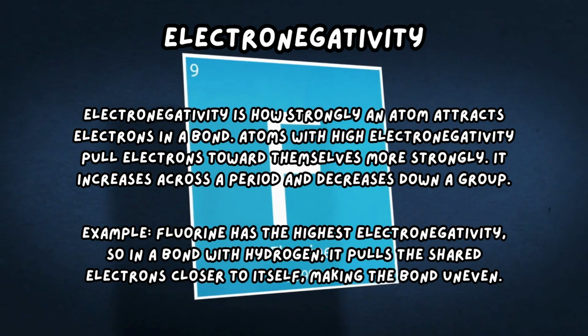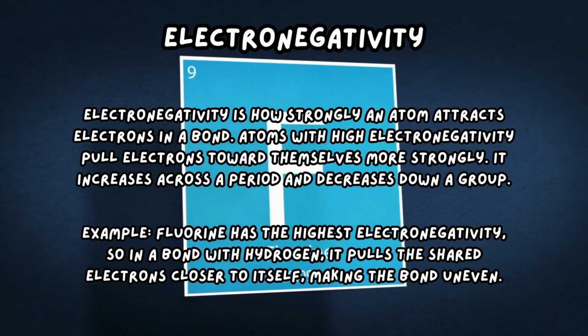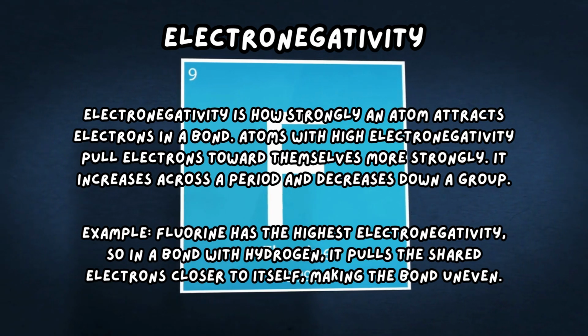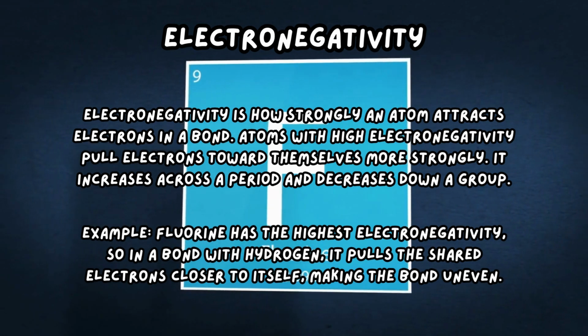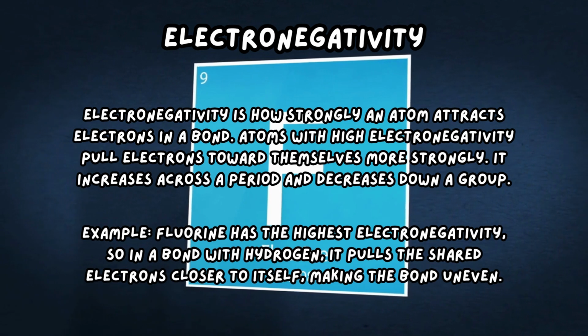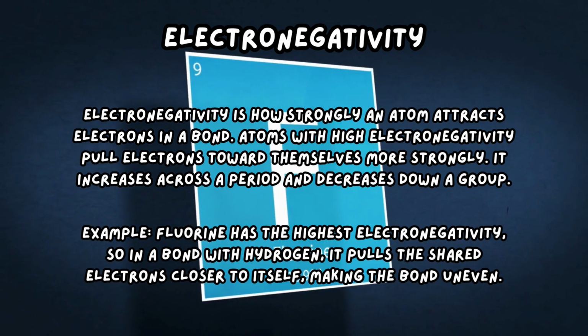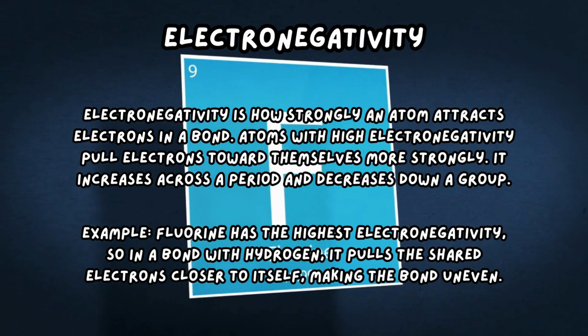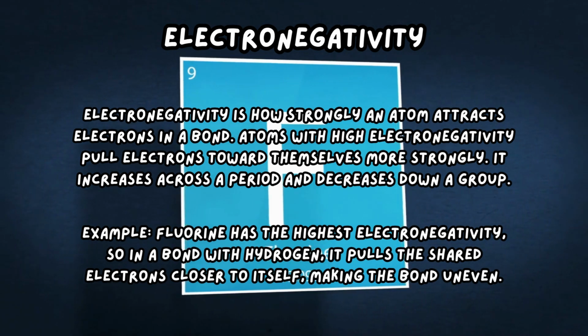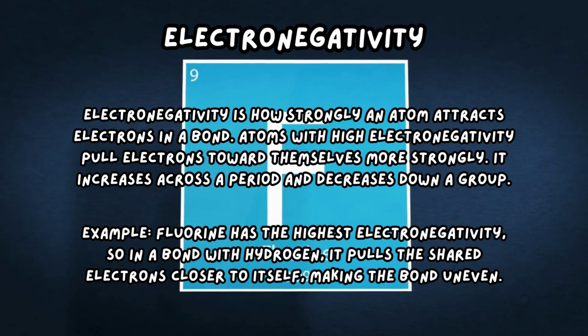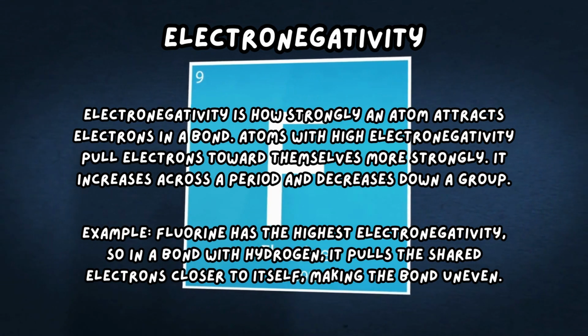Electronegativity. Electronegativity is how strongly an atom attracts electrons in a bond. Atoms with a high electronegativity pull electrons toward themselves more strongly. It increases across a period and decreases down a group. Example, fluorine has the highest electronegativity, so in a bond with hydrogen, it pulls the shared electrons closer to itself, making the bond uneven.